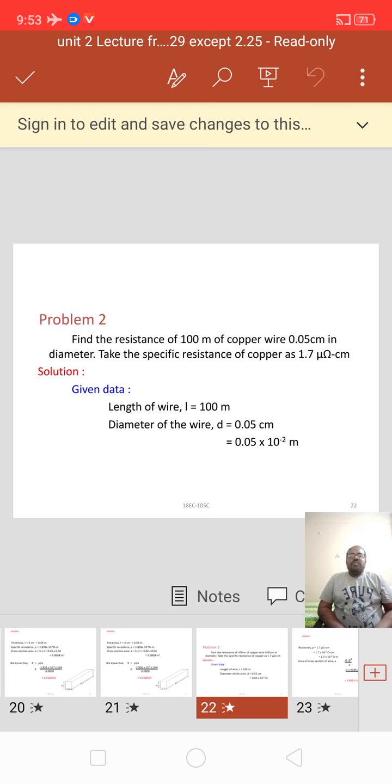Second problem. Find the resistance of 100 meters of copper wire 0.05 centimeter in diameter. Take the specific resistance of copper as 1.7 micro ohm centimeter. From the problem we have the given data: length of the wire L equal to 100 meters and diameter of the wire D equal to 0.05 centimeter. We are converting into meters, so 0.05 into 10 power minus 2 meters.